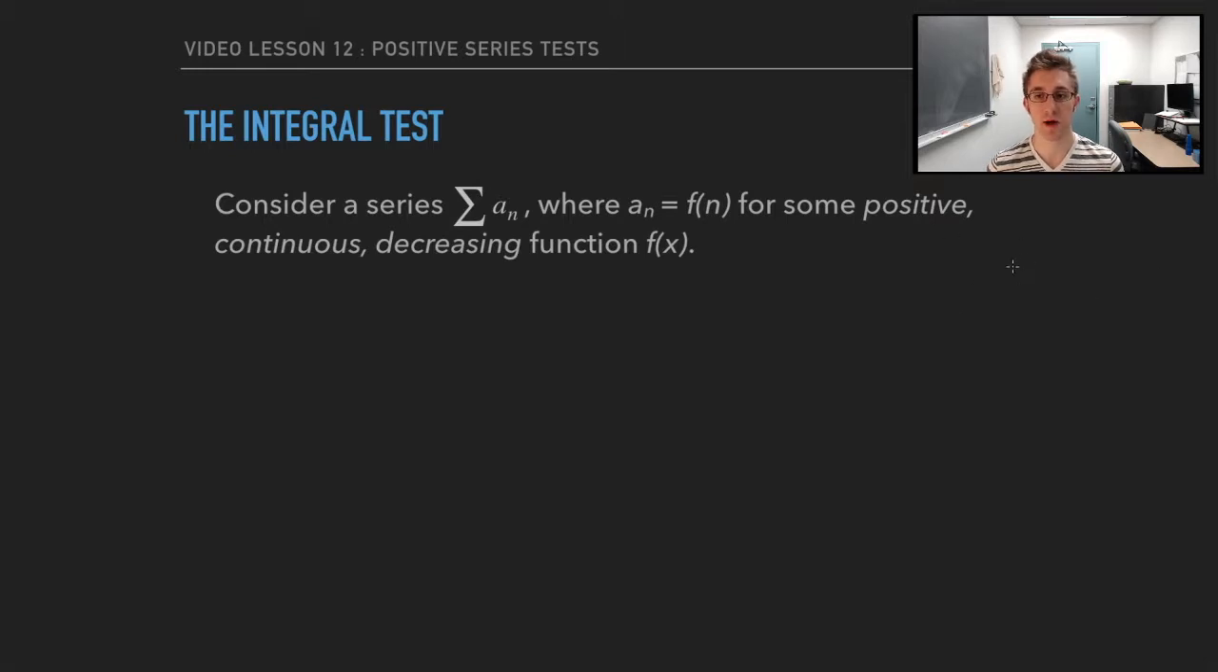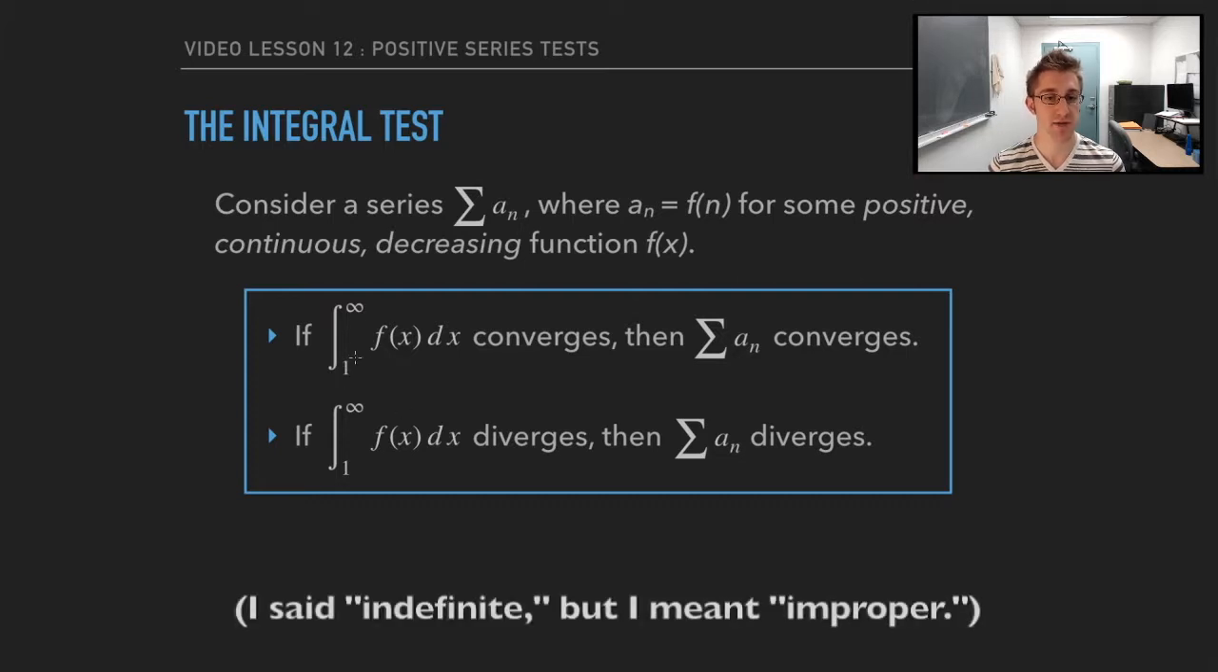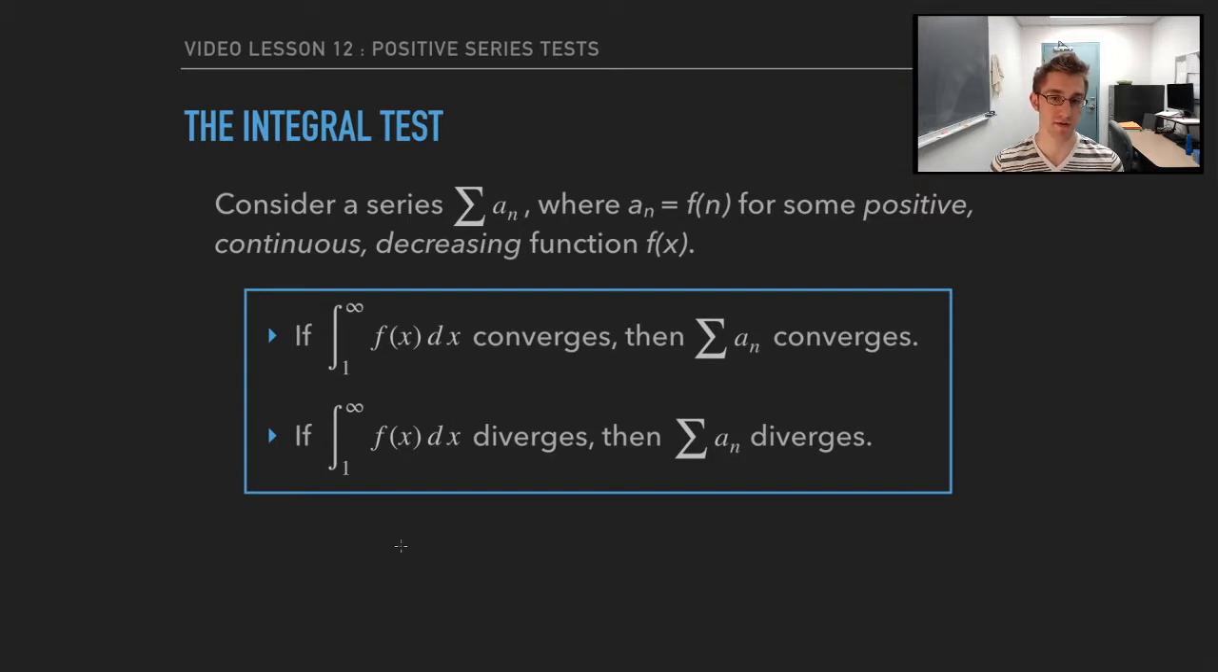But anyways, what we do is we have a function and we can integrate it because it's continuous, and so we take the improper integral from 1 to infinity and see if that converges or diverges. And the integral test says if the improper integral converges, then the series converges. If the improper integral diverges, then the series diverges. So to check the convergence or divergence of this series, all we need to do is check the convergence or divergence of this improper integral.